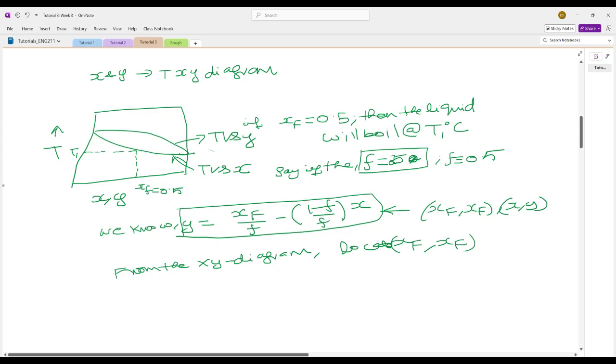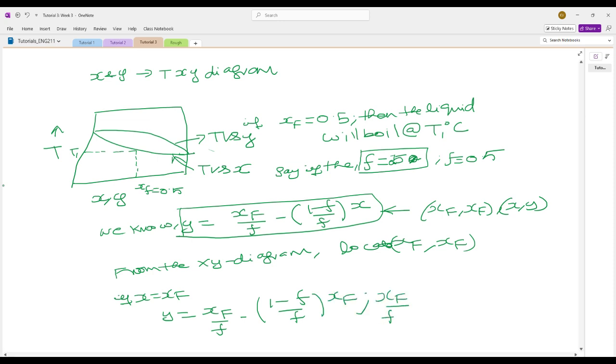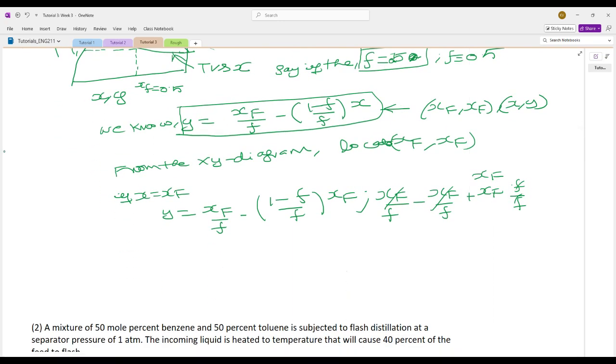And then it should also pass through x comma y. If you want, I can prove it one more time. If x is equal to x_F, y is equal to x_F by f minus (1 minus f) by f into x_F. If you expand, this becomes x_F by f minus x_F by f plus x_F into f by f. So the f's get cancelled, so it becomes x_F. This means this equation looks like a straight line with a slope m equal to minus (1 minus f) by f.